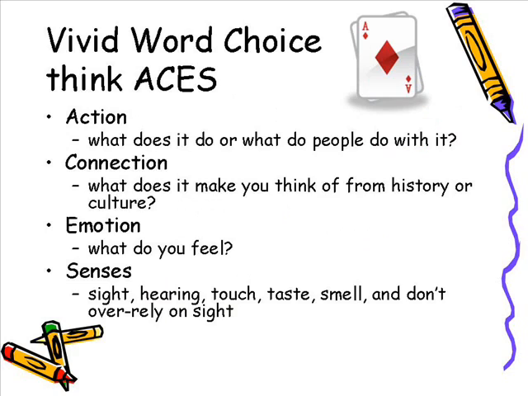After you've drafted, you should go back and look at your word choice throughout the paper. You want vivid word choice. We talked about ACEs. Take your words and ask yourself if there's a word that you could use instead that will give it more action, more connection to anywhere in history or culture, more emotion, or appeal to the senses of sight, hearing, touch, taste, smell.